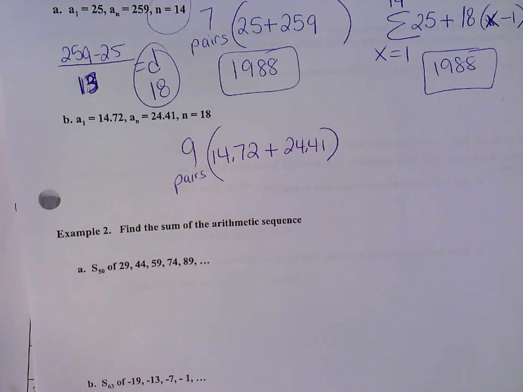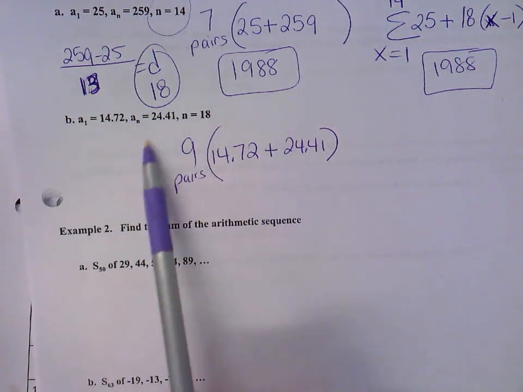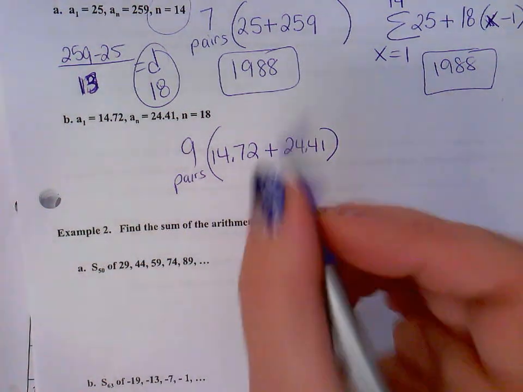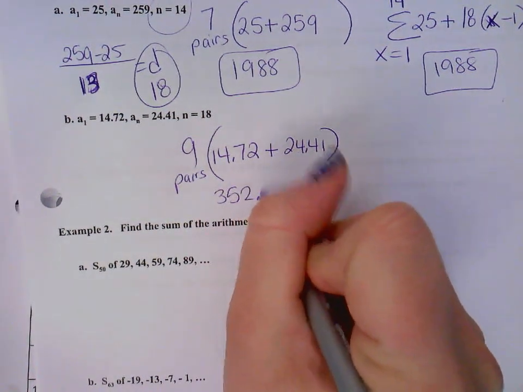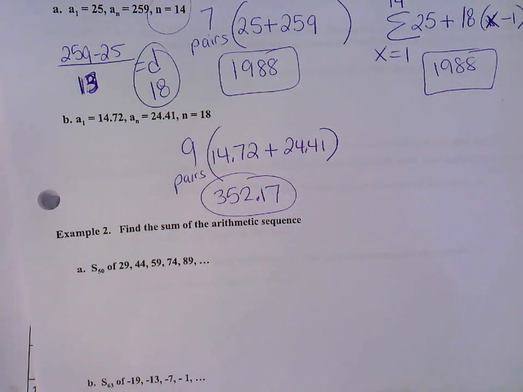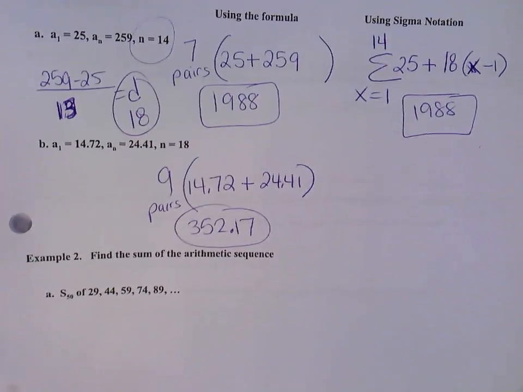Did someone type in this one and did you get a number? What'd you get? 352.17. So let's do it using sigma notation and make sure that we get the same result.